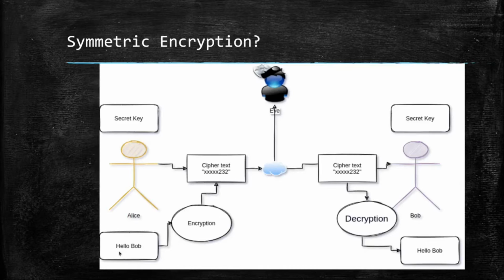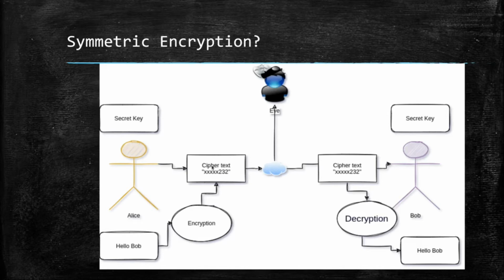Alice will send a message, "Hello Bob." It will be encrypted using this secret key, which returns a ciphertext. The ciphertext is the encrypted message, and it will go over the network and reach Bob as an encrypted message. Bob will receive that message and decrypt it using the secret key. At the end, Bob will receive the correct message, which is "Hello Bob."